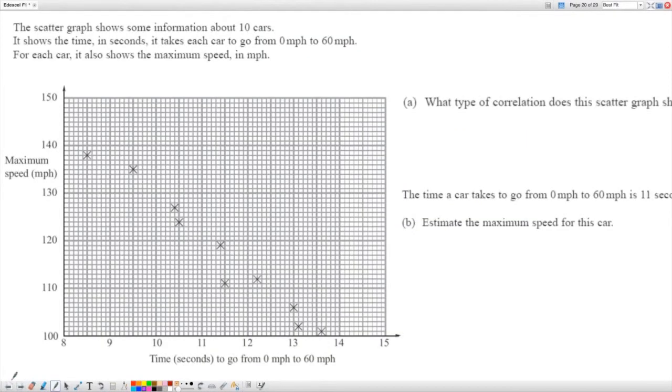A scatter graph shows some information about 10 cars. It shows the time in seconds, which we can see down here on the x-axis, it takes for a car to go from 0 to 60. For each car, it also shows the maximum speed here.